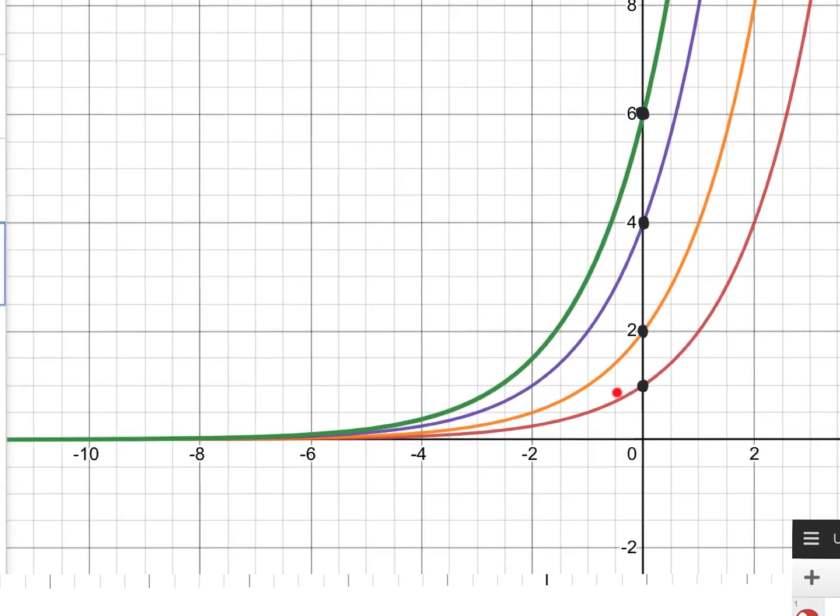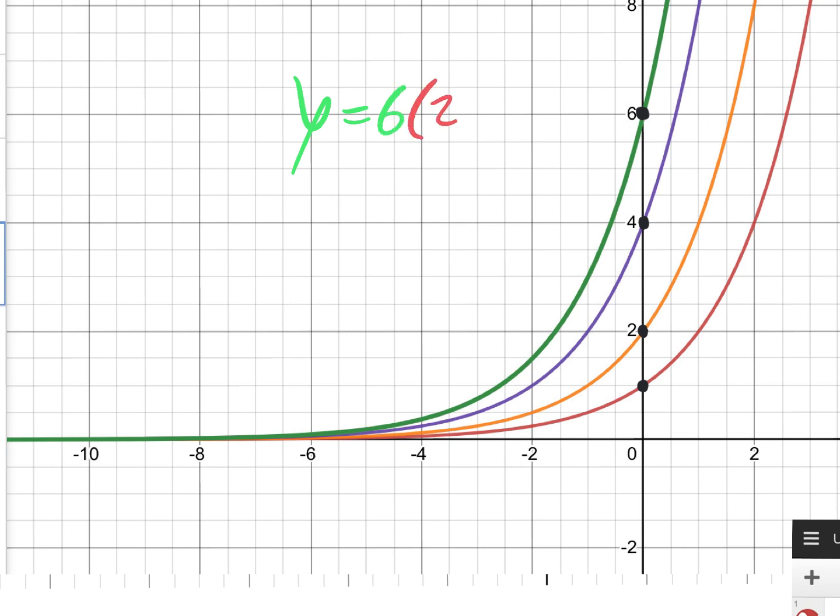So here's my original. Y equals, there's an invisible 1. That's why it crosses at 1. But if I put a 2, it'll stretch it to 2. If I put a 4, it'll stretch it to 4. If I put a 6, it'll stretch it to 6. Make sense?